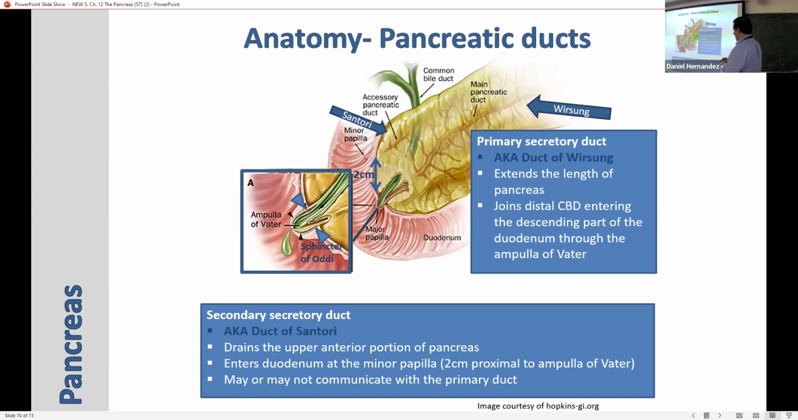This drains the upper anterior portion of the pancreatic head and enters the duodenum at the minor papilla, approximately 2 centimeters proximal to the ampulla of Vater. It may not communicate. So it may or may not communicate, again, with the duct of Wirsung.